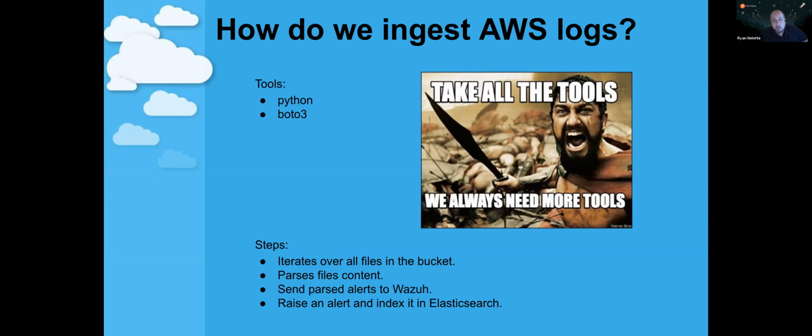So here, what we use for the Wazuh agent is it's built in Python and it uses Boto 3. Boto 3 is the AWS CLI Python module, basically, and it allows you as a framework to interact with the AWS API directly, and it's pretty straightforward. The integration iterates over files, so that would be the things in the S3 buckets that we're storing, and it parses the file contents to get events. It sends the retrieved events to Wazuh, and then it raises an alert and shows it in Kibana.